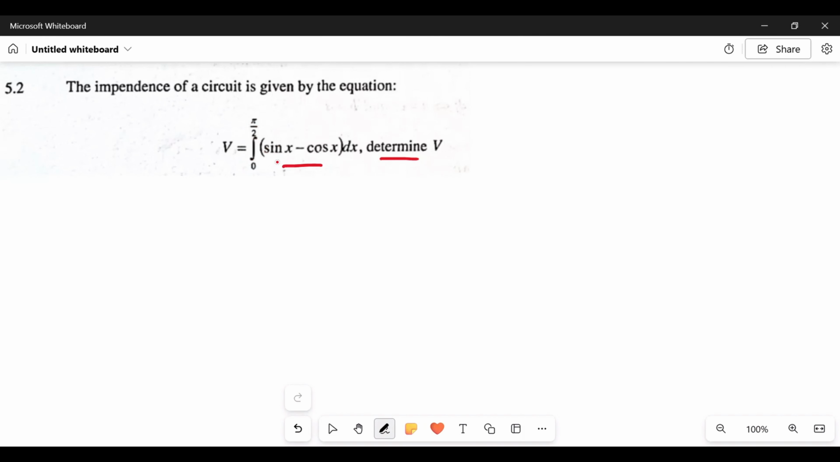But let's look at our upper limit. Our upper limit is given in radians, guys. So it's best to change these radians into degrees. When you do that, you multiply the radians by 180 divided by pi. Now, when you do this, it's going to give you 90 degrees. So it's better to change from radians to degrees. I find it easier that way.